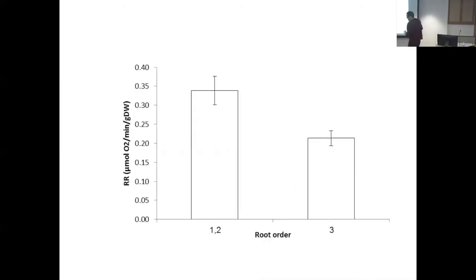And then we also look at physiology. So we look at the root respiration. Also, the root order one and two, they're more active. They respire significantly more than the higher root orders.